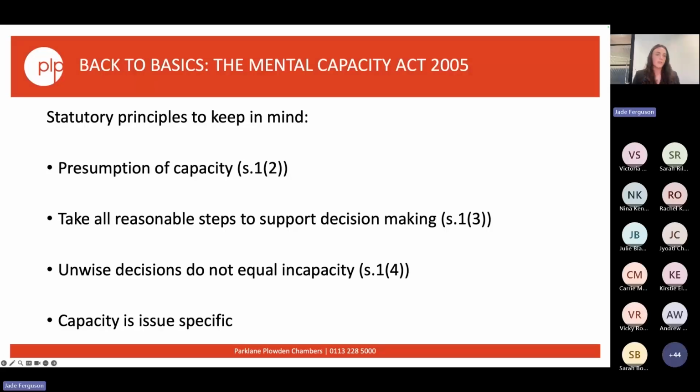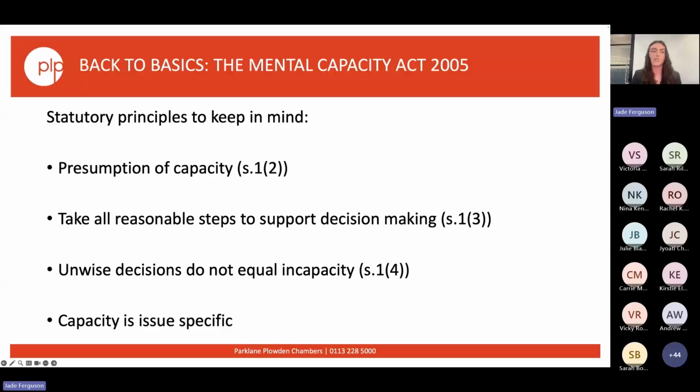So what other general principles do we need to keep in mind that are within the Mental Capacity Act? First of all, presumption of capacity. We must always start from the position that a person has capacity, unless it's established otherwise. So capacity isn't something that needs to be proven, it's assumed. Number two, support to make decisions. A person shouldn't be treated as being unable to make a decision unless all practicable steps have been taken to support them, and those steps have not been successful.